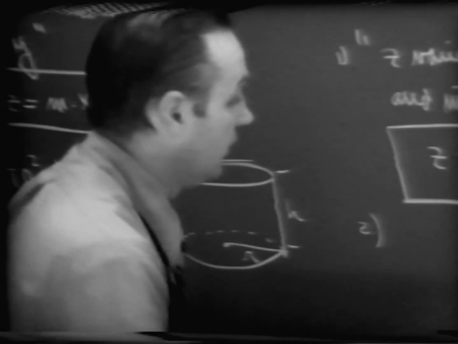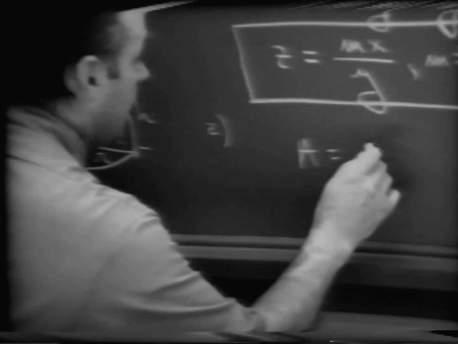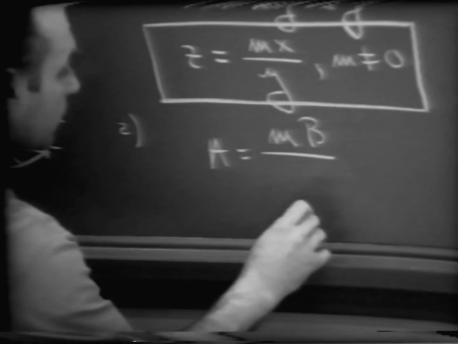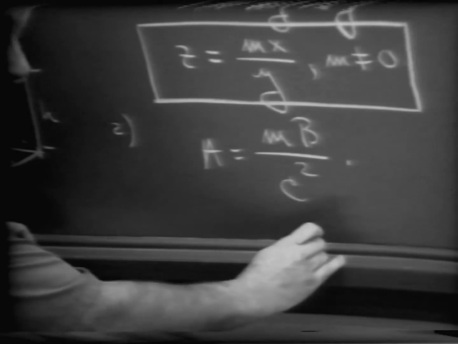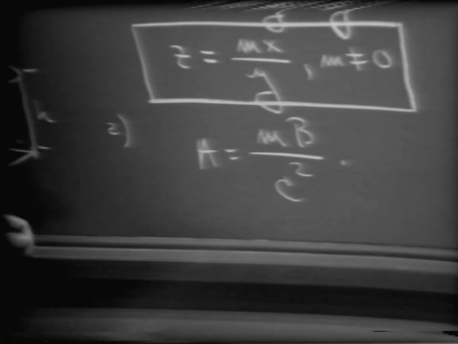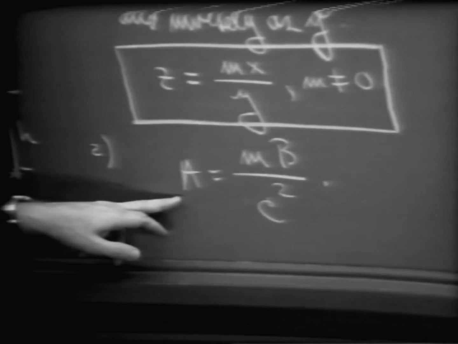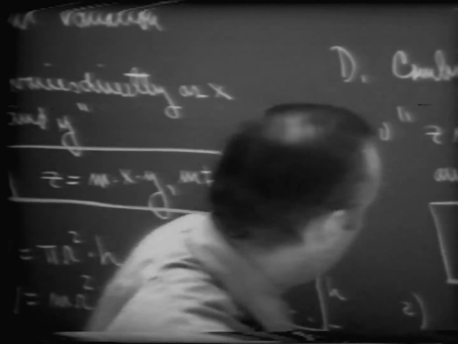Steve? A equals mb over c squared. All right. A is equal to m times b over c squared. All right. Where again here m cannot be equal to 0. All right. In which we then have a combined variation in this case. Okay? Let's then go on and look at a couple of examples.